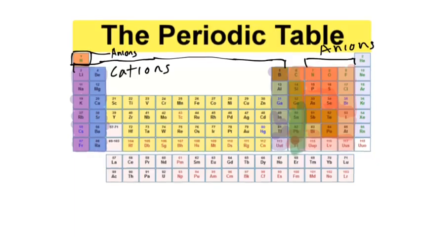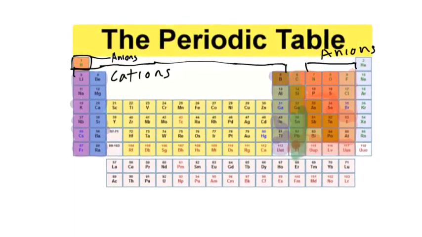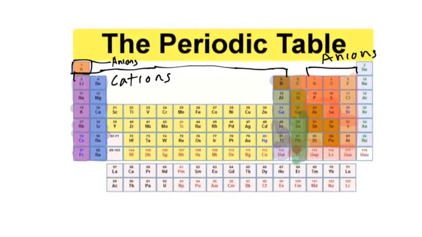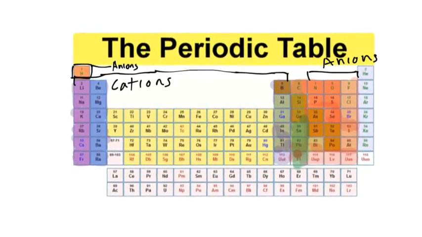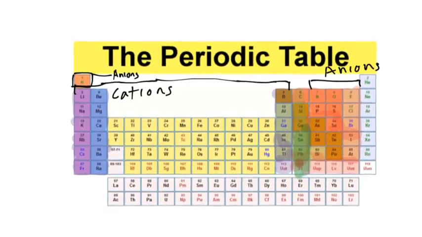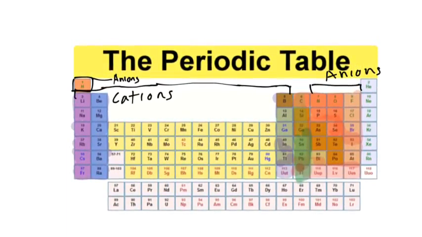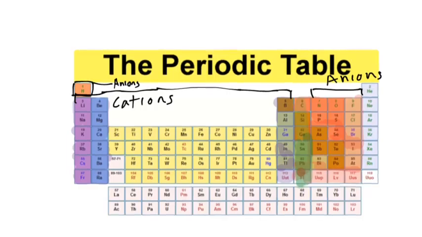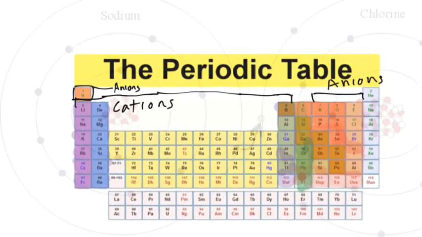On the periodic table, it shows that all metals are cations and all non-metals are anions. The anions are all on the right side of the periodic table, and all the cations are on the left side of the periodic table.